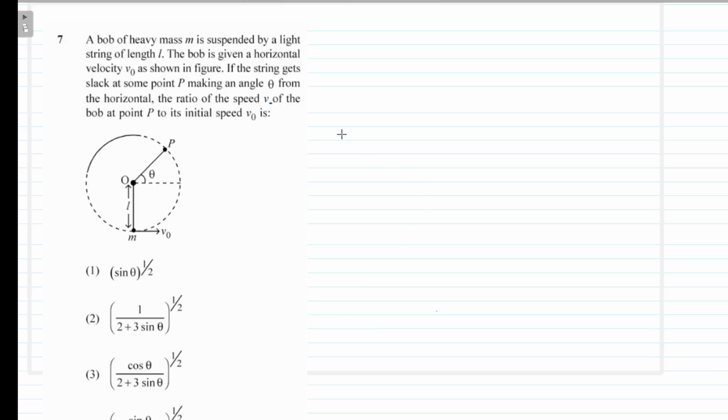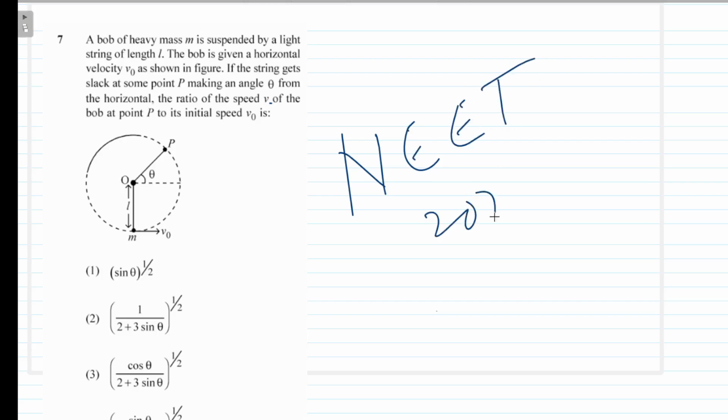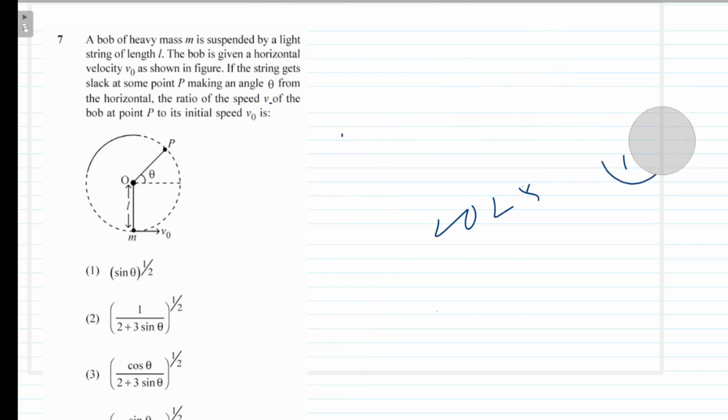Okay, this question is from 2025 और पेपर कोड है 45, क्वेश्चन नंबर 7, which says a bomb of heavy mass m is suspended by a light string of length L. So this is light string of length L suspended, and v naught is a horizontal velocity given at this point.